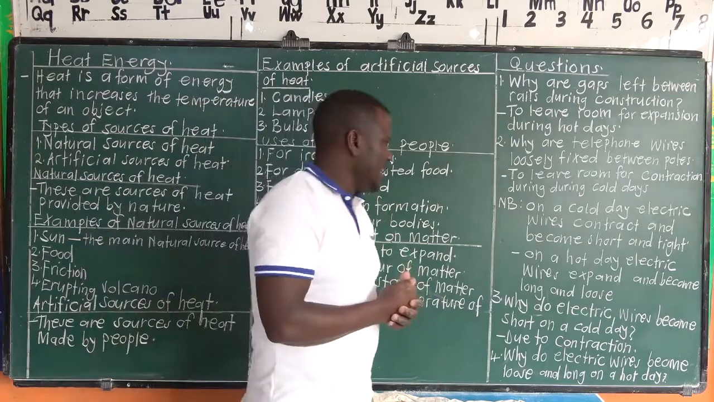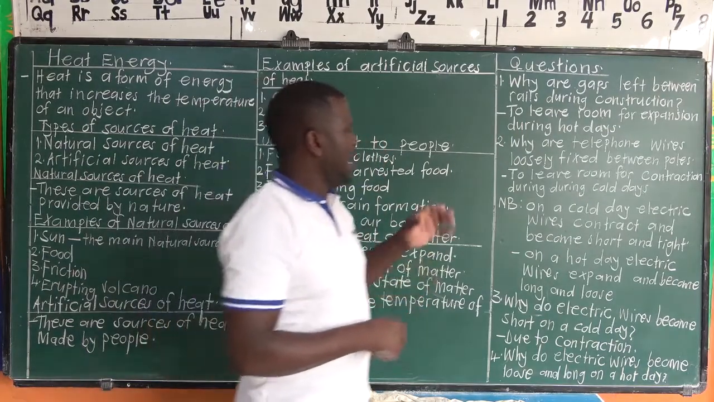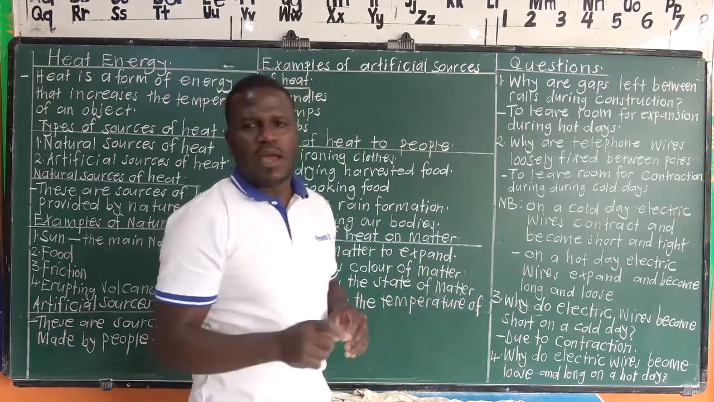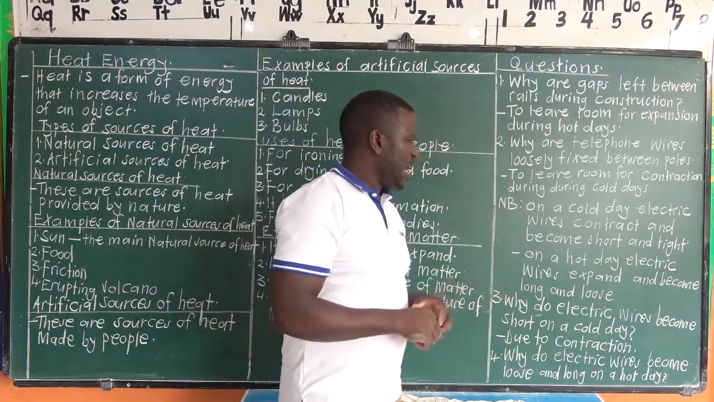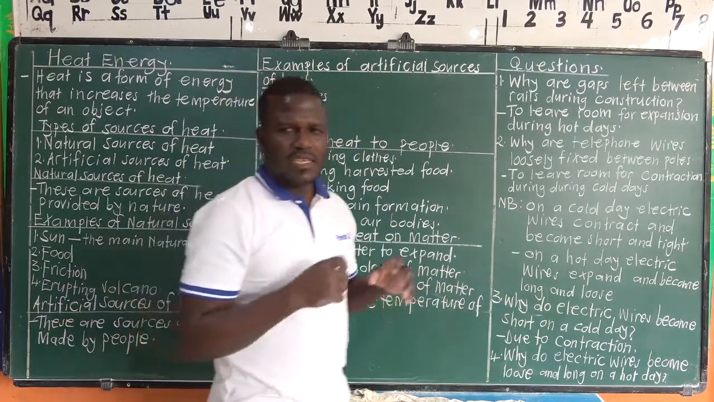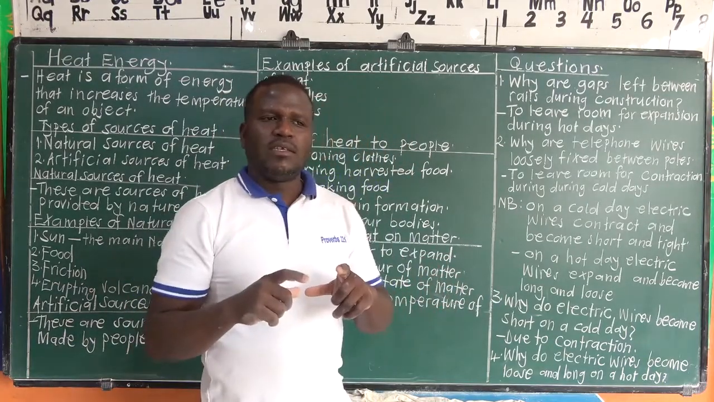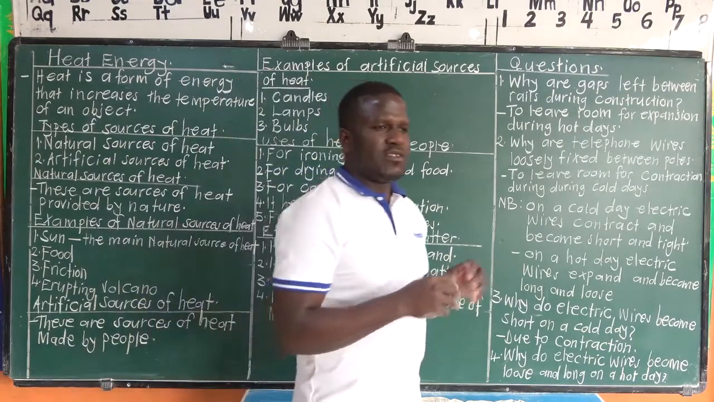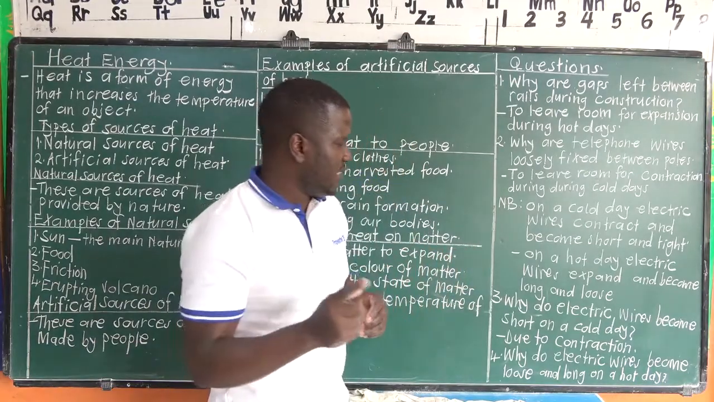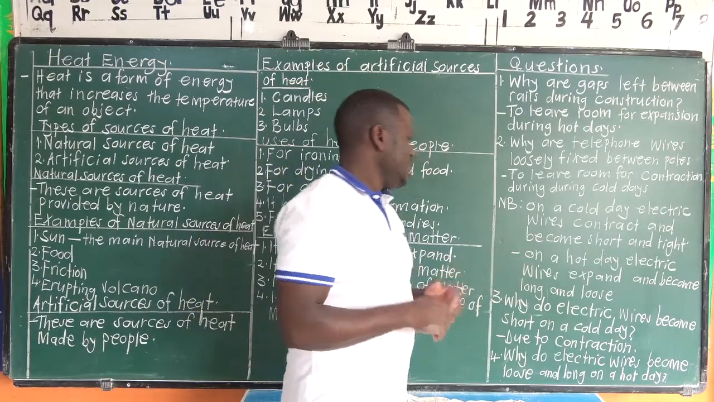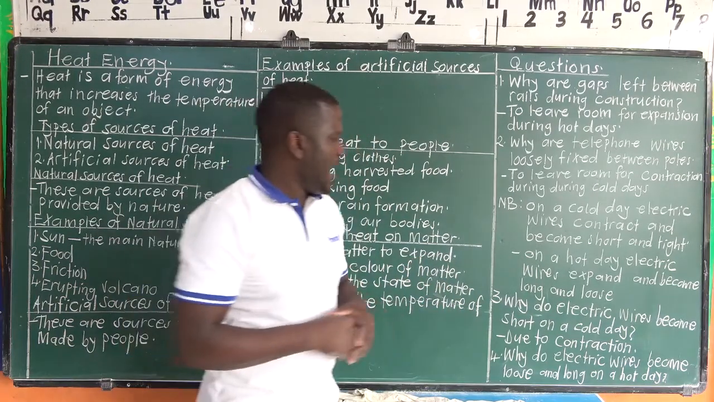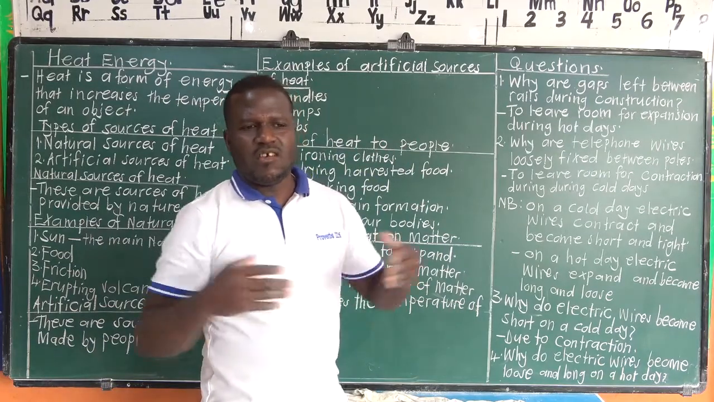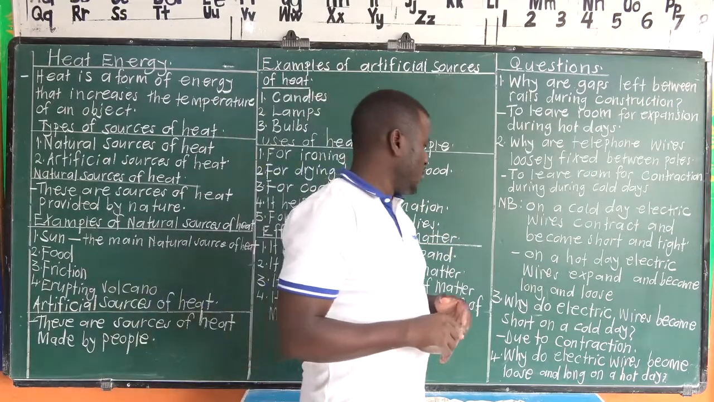On a cold day, electric wires contract and become short and tight. When they contract, it simply means that they reduce in length, and when they reduce in length, they become short and tight. Then, on a hot day, these electric wires will expand and become long and loose. So, their length increases when it is hot because of expansion.